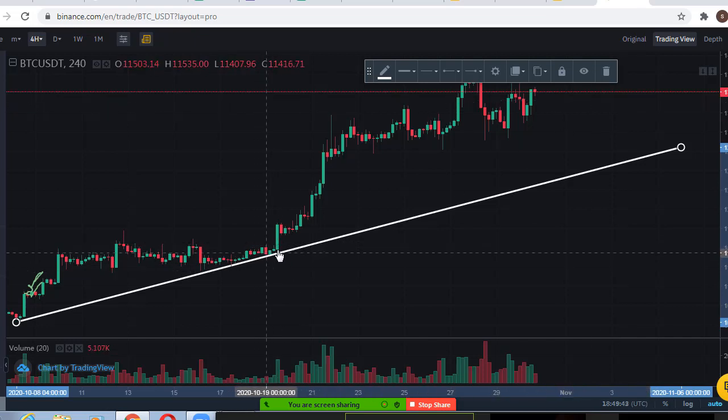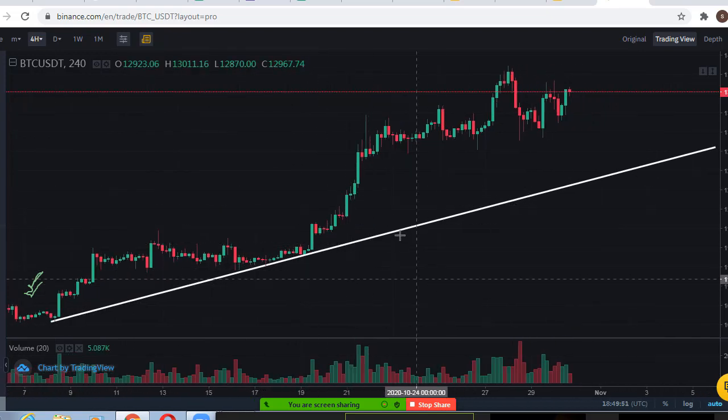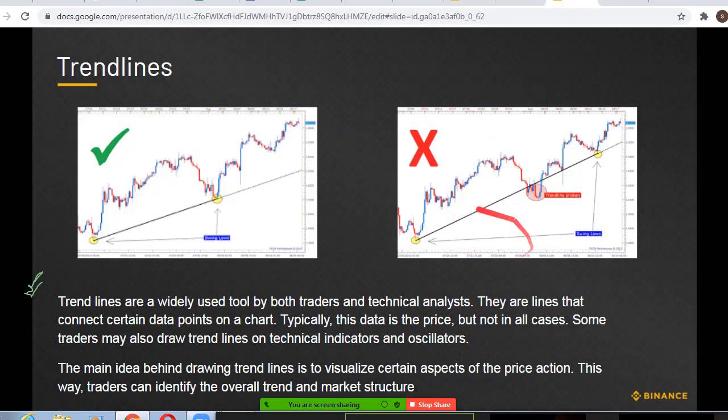Reason why? Because price tests this level, goes back up, and also tests this level, goes back up. Okay, so that's very, very important. So ensure you draw your trend line correctly, and don't draw the trend line in this way. It's wrong if you draw it in this way.